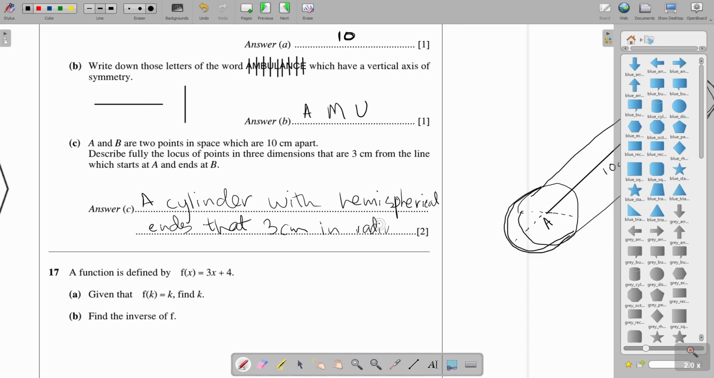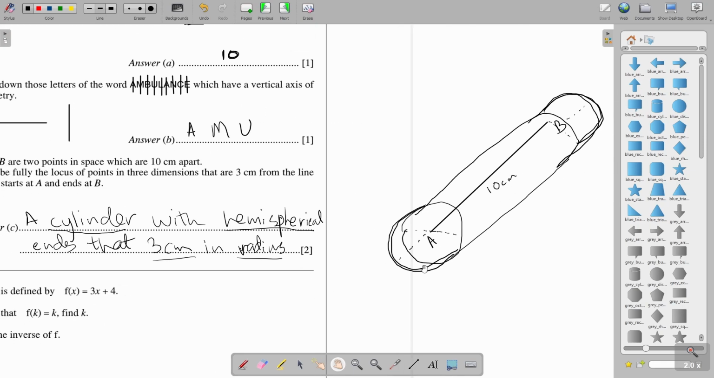Now you could say that in a multitude of ways. However, I'm pretty sure they would be looking for the words cylinder and hemisphere and 3 centimeter radius. Those are probably the keywords that they are looking for, because you need to describe this.